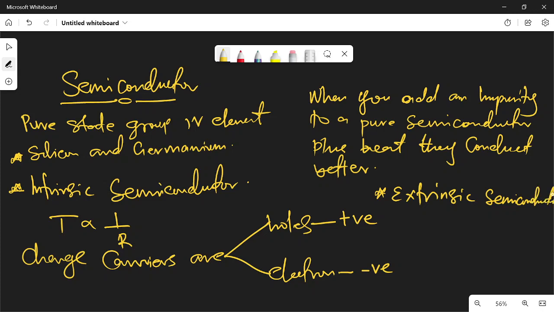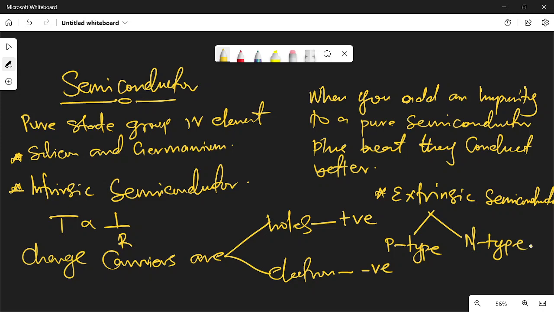Are we together now? So semiconductors in their impure states are what we call extrinsic semiconductors, that is, semiconductors with an impurity. Now these semiconductors can conduct electricity better compared to the pure semiconductor, and they are divided into two: the p-type and the n-type.